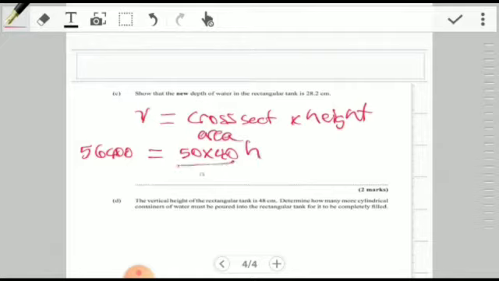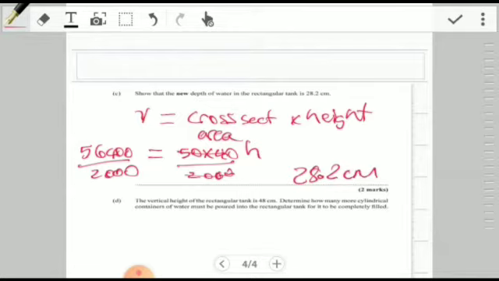So basically, we're dividing by 2,000 on both sides, and then we'll be left with the height. So 56,400 divided by 2,000, and then we have just proven that it is 28.2 cm. We would have collected a mark for that.